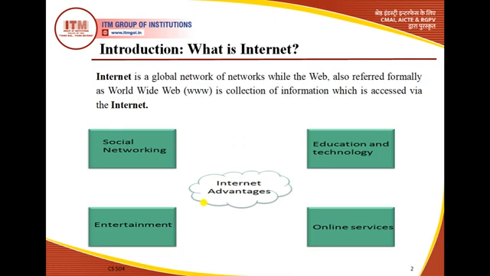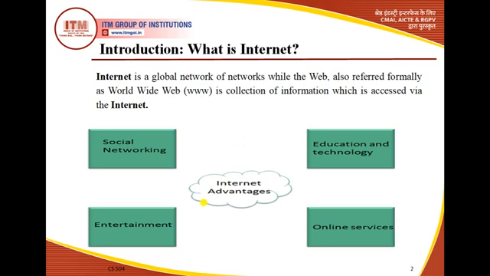So with the advent of the internet, we can say that the world has now become a very small place. So internet is actually a global network of networks.